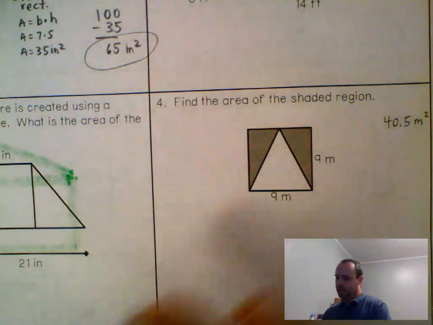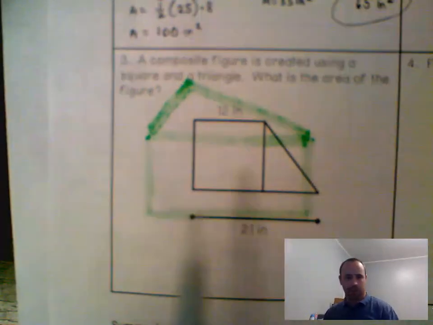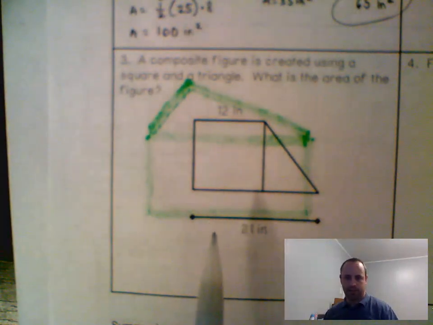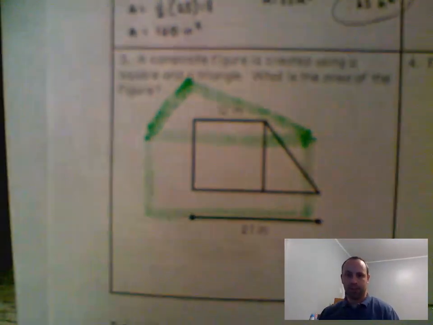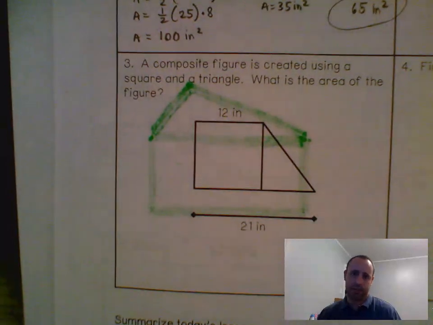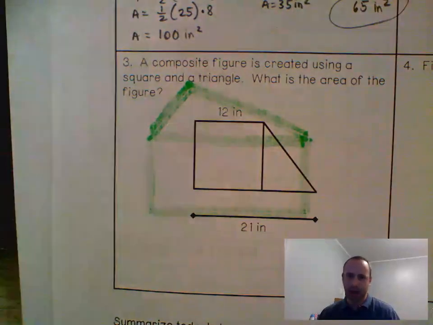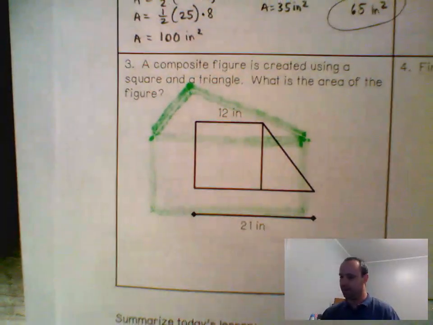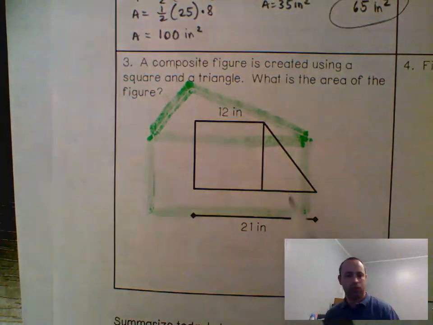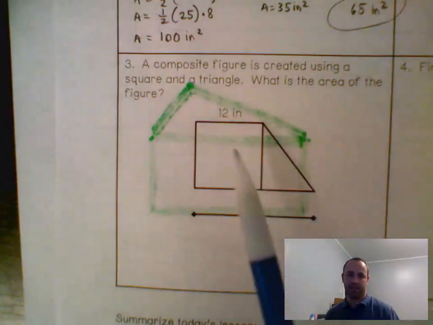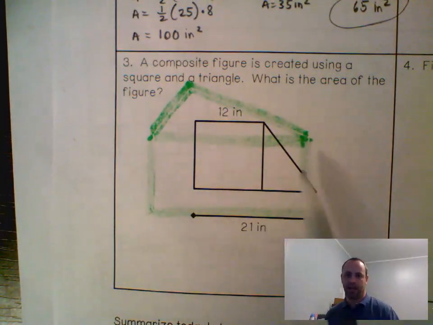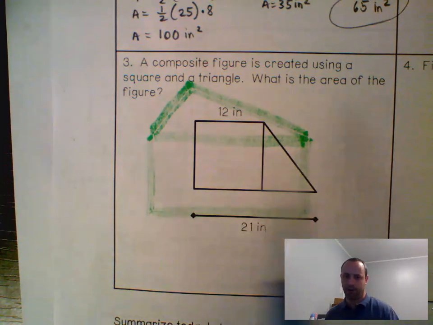This one here, I'm also going to have you guys do number 3. Number 3 you guys do on your own. That's just composite figures created using a square and a triangle. What's the area of the figure? On this one, you don't need to subtract anything. You just need to add the area of this one and the area of that one to find the area of the whole thing. So why don't you guys go ahead and try that.